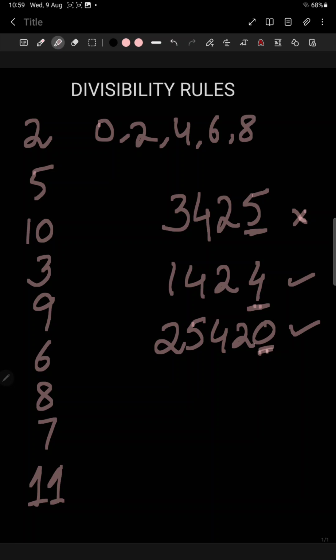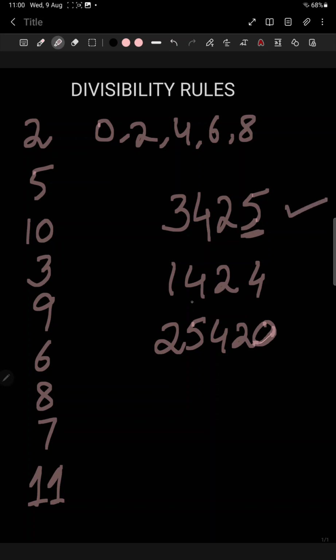Now we will check the divisibility rule of 5. To check the divisibility rule of 5, again we will check only the last digit, only the digit at the unit place. If the digit at the unit place is either 0 or 5, it will be divisible by 5. So let's check the first number, 3425. The digit at the unit place is 5, so it is divisible by 5.